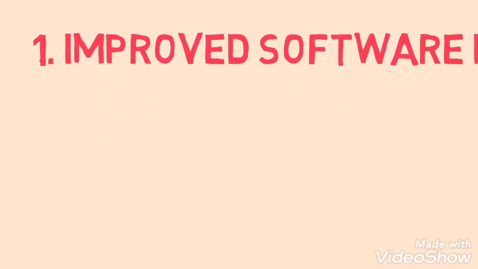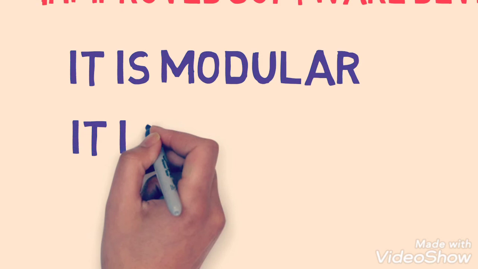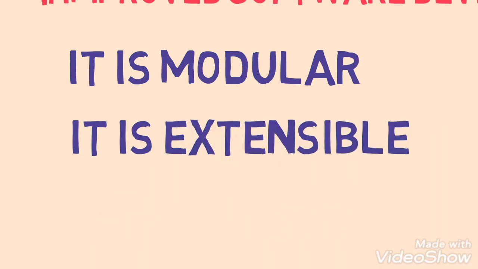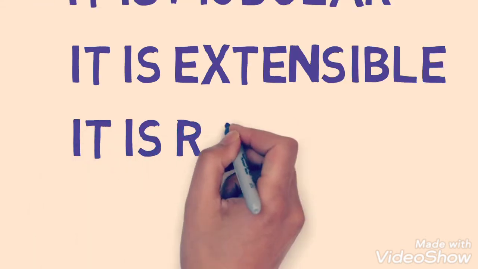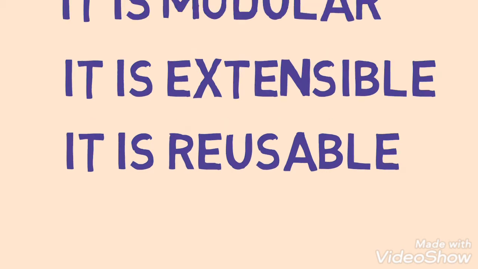Now, object-oriented programming has these three basic factors. One is it is modular, and that is it provides separation of duties. The second one is it is extensible, and that is objects can be extended to include new attributes and behavior. And the third one is it is reusable. Now, because of these three factors, object-oriented programming provides improved software development productivity over traditional procedural-based programming technique.